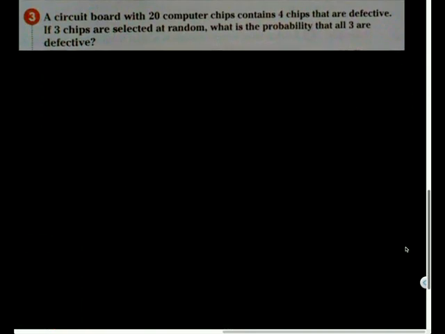So let's do a last quick example. It says, a circuit board with 20 computer chips contains 4 chips that are defective. If 3 chips are selected at random, what is the probability that all 3 are defective? So the thing I'm looking for is the probability that all 3 chips are defective. All right, so what's my numerator going to be? The number of ways I can pick 3 defective chips, right? And what's my denominator going to be? The number of ways I can pick 3 chips out of any of the chips, right?